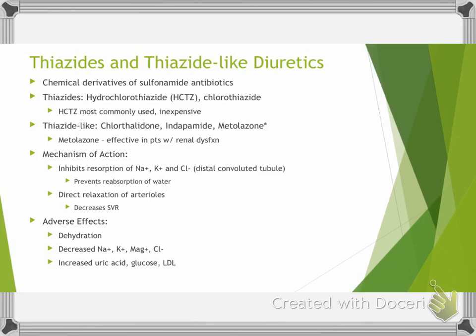You have your thiazide-like diuretics. Metolazone is effective in patients with renal dysfunction. This is something that makes it special. Mechanism of action, it inhibits the reabsorption of sodium, potassium, and chloride in the distal convoluted tubule, which means it promotes reabsorption of calcium. This prevents reabsorption of water, so the water goes out in urine. It also has direct relaxation of your arterioles, which will decrease systemic vascular resistance.